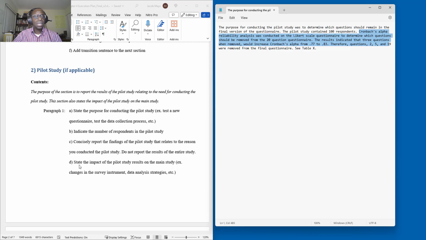So then it says, state the impact of the pilot study results on the main study. So then you say, therefore, questions 2, 5, and 19 were removed from the final questionnaire. See Table X. So Table X is going to have what Cronbach's alpha is with all the questions in it, and then what Cronbach's alpha is when you remove those 3 questions. All right, so that's how you would do that if you had a pilot study.